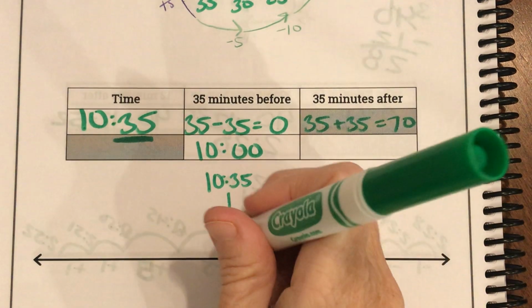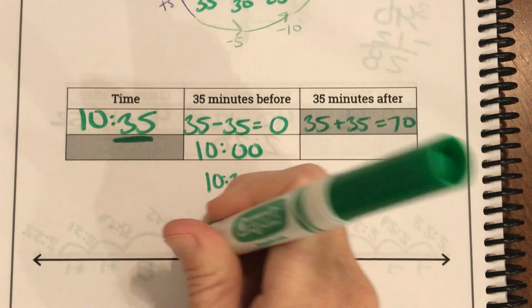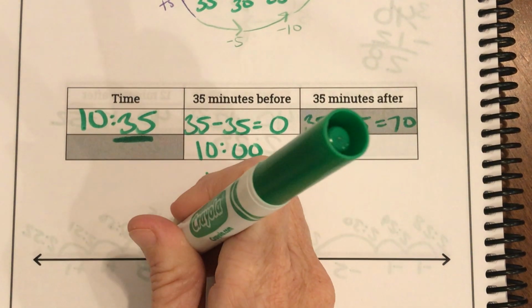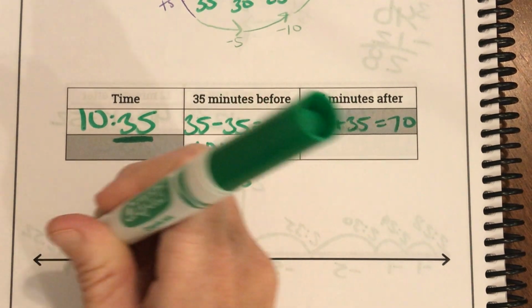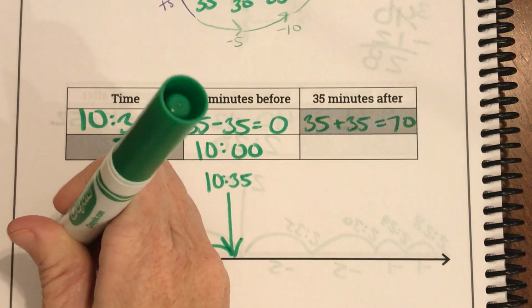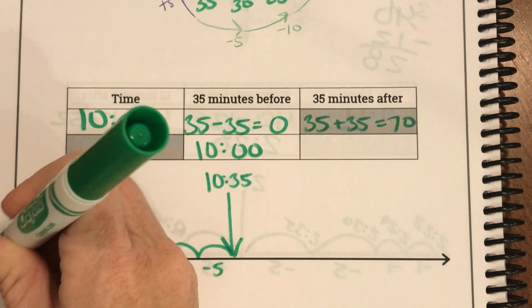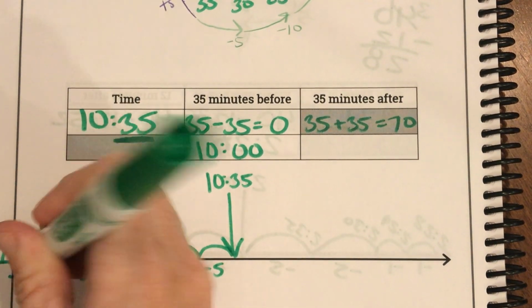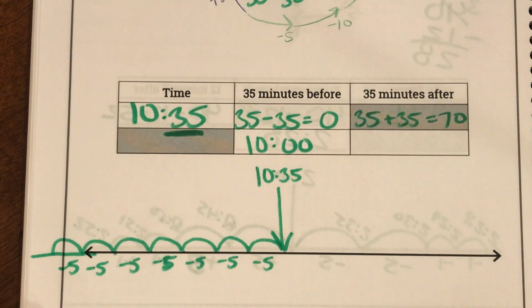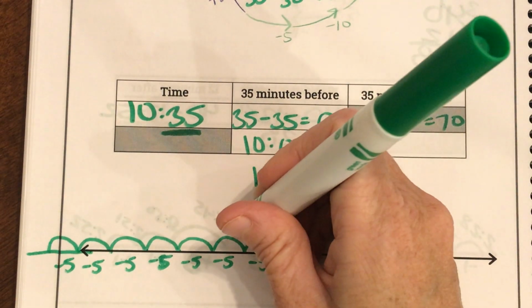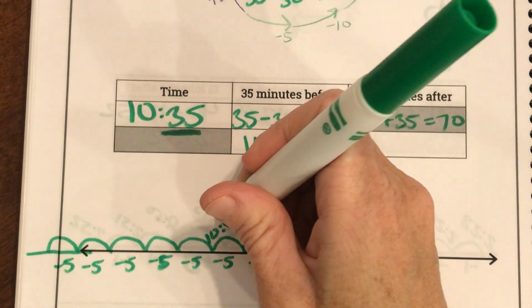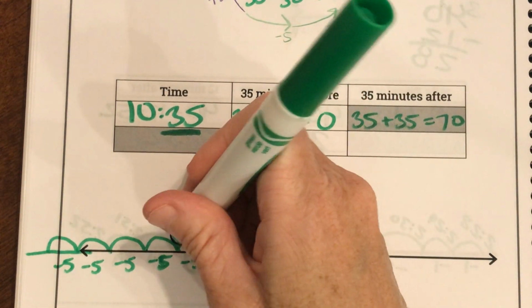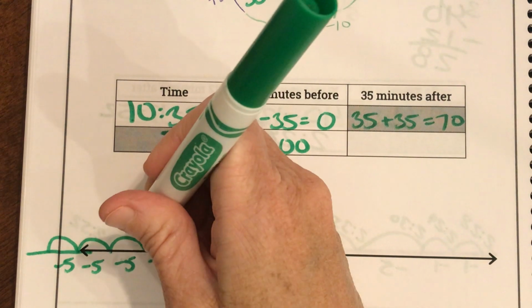And then we're going to go backwards 5, another 5 is 10, another 5 is 15, another 5 is 20, another 5 is 25, another 5 is 30, and another 5 is 35. I had to make a longer number line because 35 is a lot to take away. So what would we get? If we took away 5, we would get 10:30. If I took away another 5, I'd get 10:25. Another 5, I'd get 10:20.